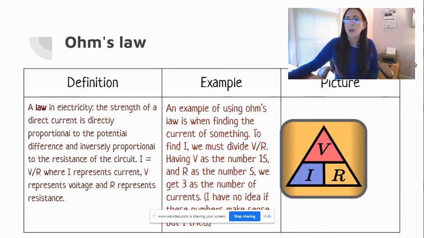Okay, so your test is scheduled for Friday, February 19th and Monday, February 22nd. So you would want to look over these definitions. You will also be provided a study guide to prepare for the test on those days.